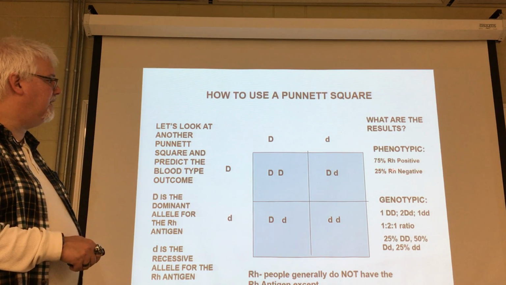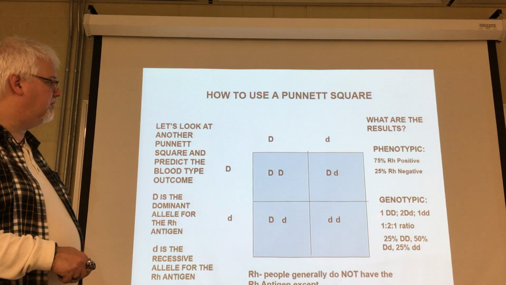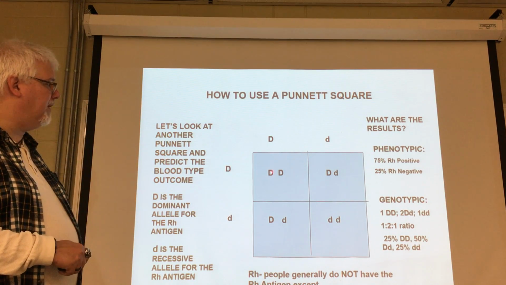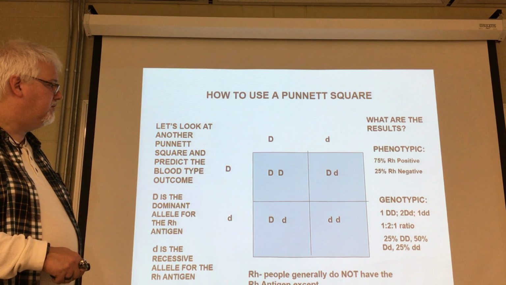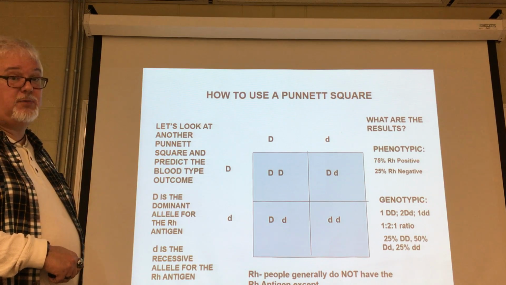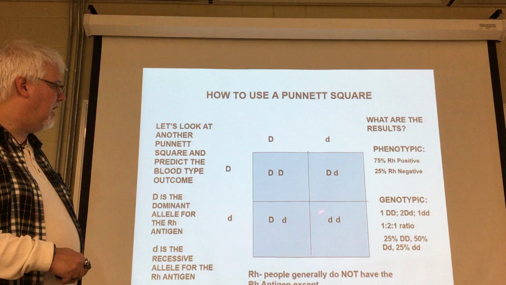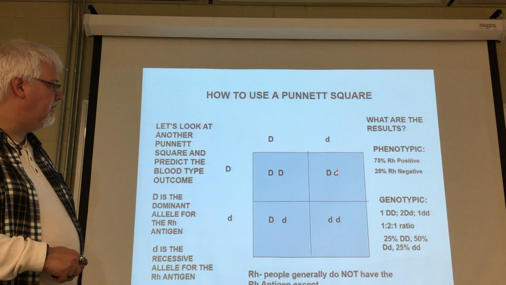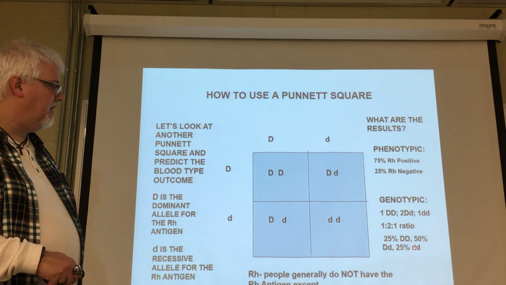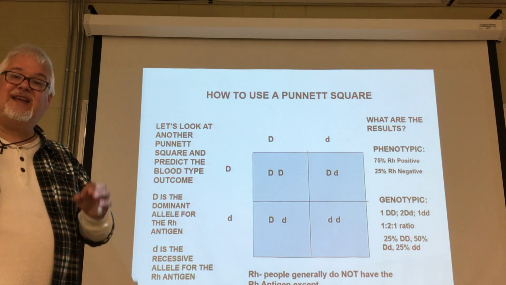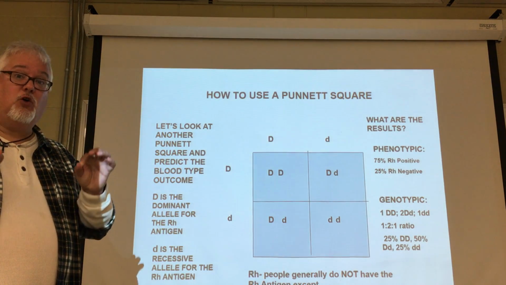these are the likely phenotypic and genotypic outcomes, where you would have one homozygous dominant or Rh positive child, two chances of a heterozygous, also Rh positive child, and one chance of a homozygous Rh negative child. So our ratio is 1 to 2 to 1, 25% homozygous dominant, 50% heterozygous, 25% homozygous negative. Again, it's all just odds or probabilities.